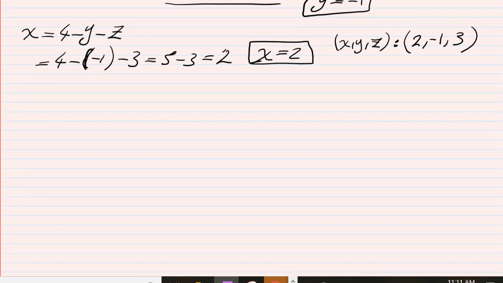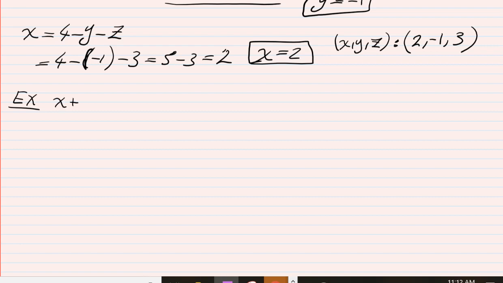Now, if the system is dependent, or let's say the system is inconsistent, what's going to happen along the way is you get into a situation where you get a false equation. The variable disappears and you get a false equation indicating the system is inconsistent and has no solution. So let me give you an example of a system that is inconsistent and has no solution. Take a look at another example together.